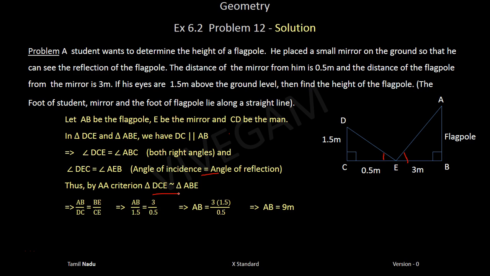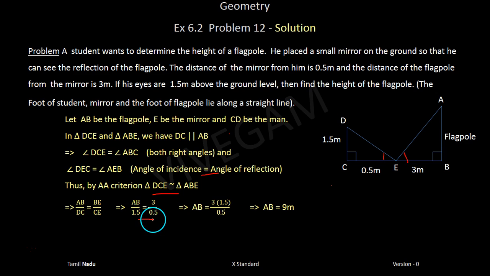Now, what happens when they are similar? The ratio of the sides will be equal. So AB by DC will be equal to BE by CE, the ratio of the corresponding sides. You will have to be very careful with corresponding sides. Now we have this equation, so substitute. CD is 1.5, BE is 3 meters and CE is 0.5 meters.